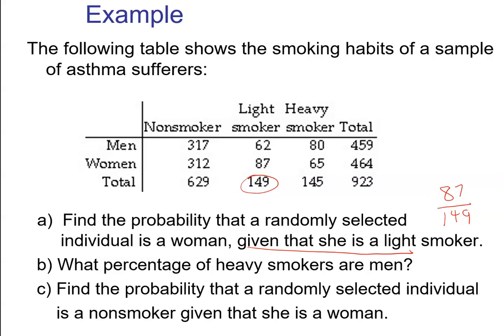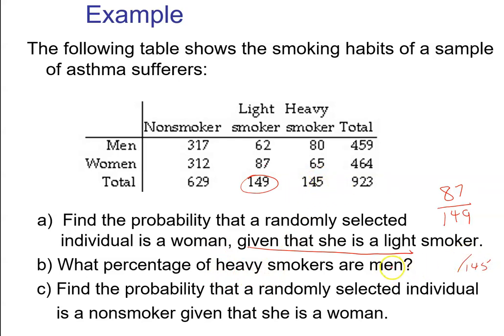And again, if you want to leave it as a fraction, or convert that to a decimal or a percent, either way is fine. I'm going to go ahead and just leave those right now as a fraction. Okay, so next, what percentage of heavy smokers are men? Well, in this case, it's not worded the same as A, but it's given they're heavy smokers. So the heavy smokers, there's 145 of them.